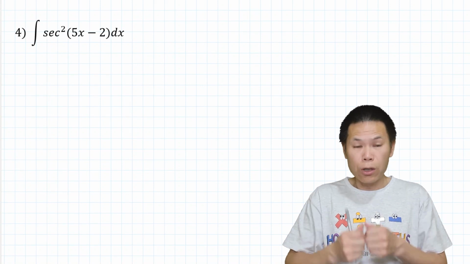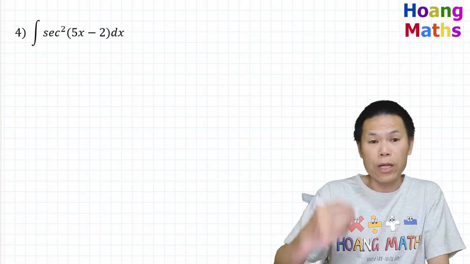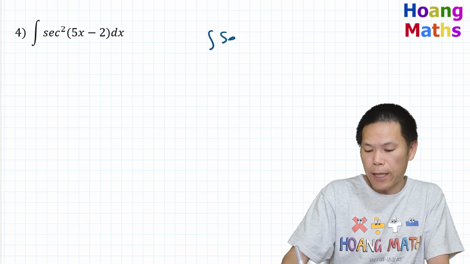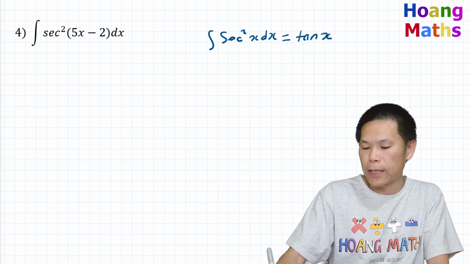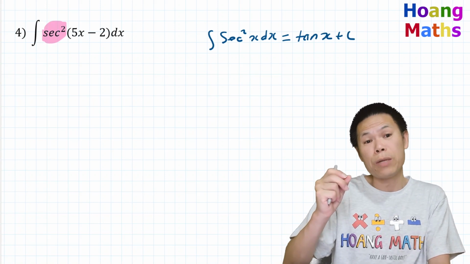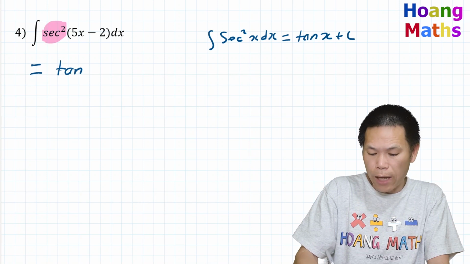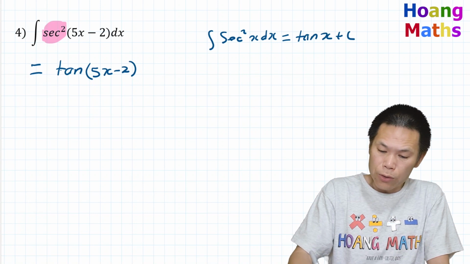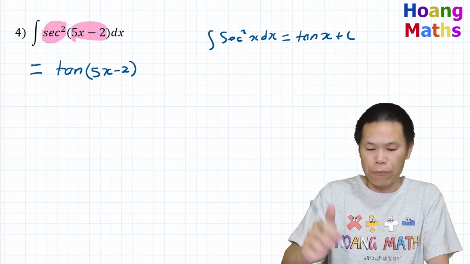Second last one. We need to know how to integrate sec square of x. That will give us tan, right? Let me just write this down for you. Integrate sec square of x will give me tan of x plus a constant. So now what we do, we just integrate the trig first. This one will give me tan. So that is equal to tan of the angle 5x minus 2. And then don't forget, we need to differentiate this. Give me 5. So instead of times by 5, we divide it by 5.